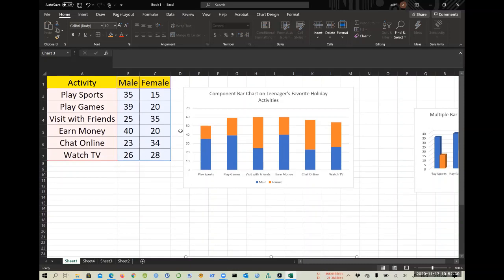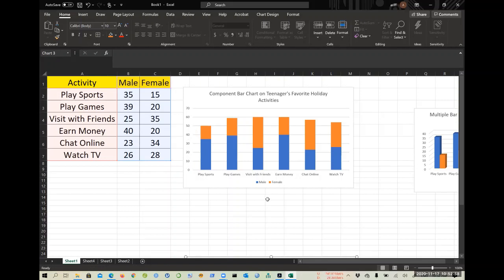Okay, so you have two options, whether you want to draw it based on the gender type or based on the activities. If you are based on the activities, this will be the case. So you have activities for play sport, play games, visit friends, earn money, chat online, and watch TV. And then you have the categories male and female.